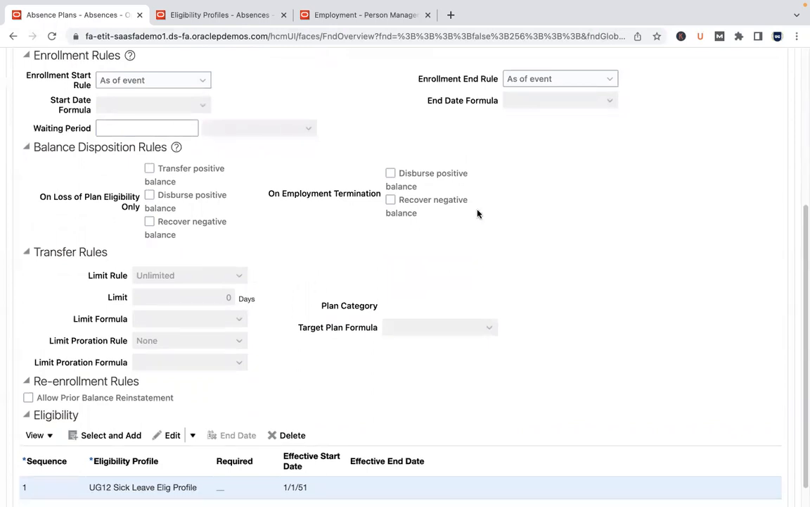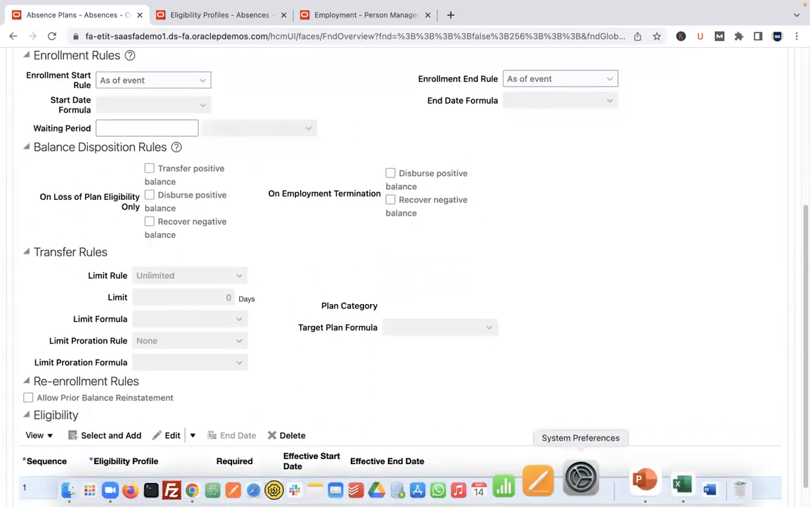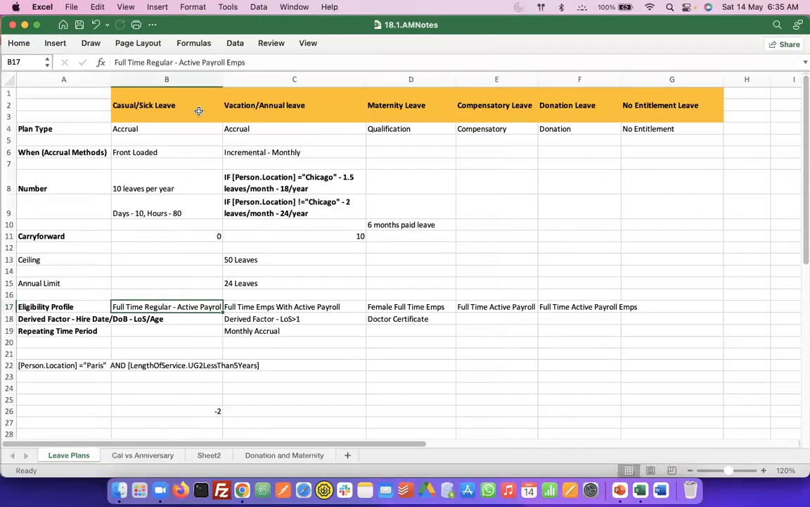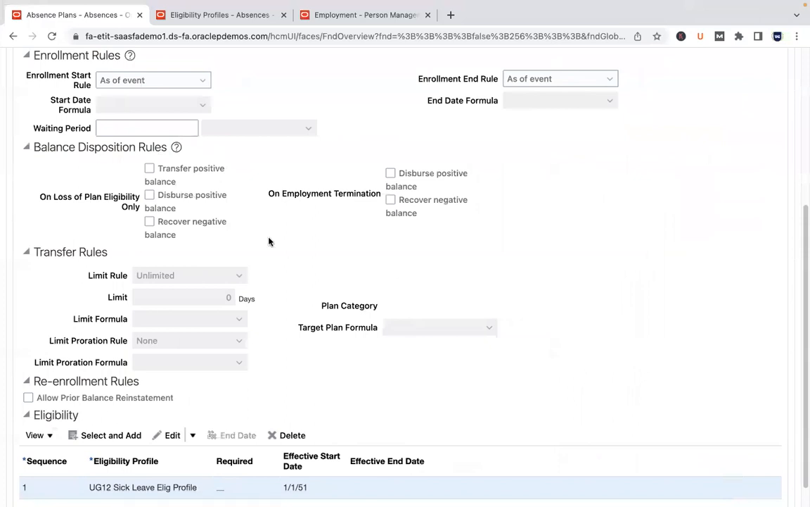You need to decide how you want to dispose the balance. What are we supposed to do as per the sick leave plan? We were supposed to give employees 10 leaves per year, and we need to load it on day 1 of the year. Let's say a client is following a January to December calendar year, so it is 31st of December, or you need to decide how the balance should be disposed of. There could be 2 reasons when you might have to dispose the balance. Employees might lose eligibility. Here we attached an eligibility profile, right?